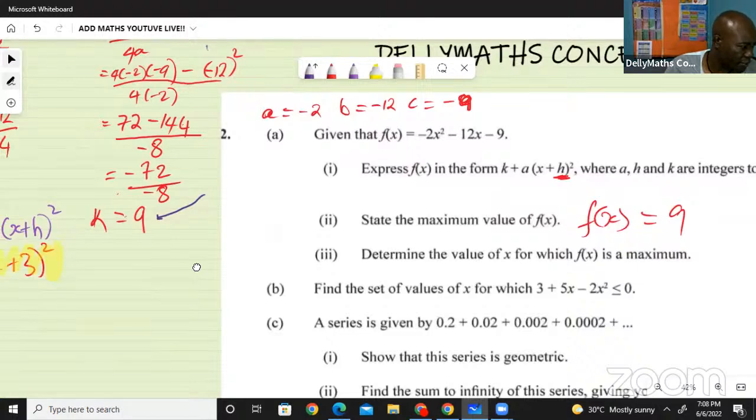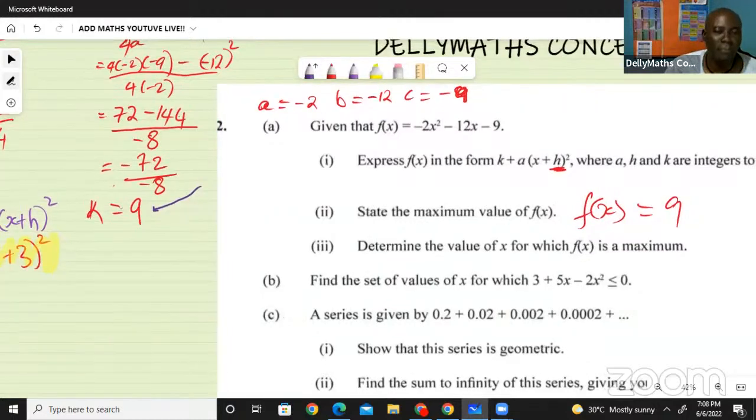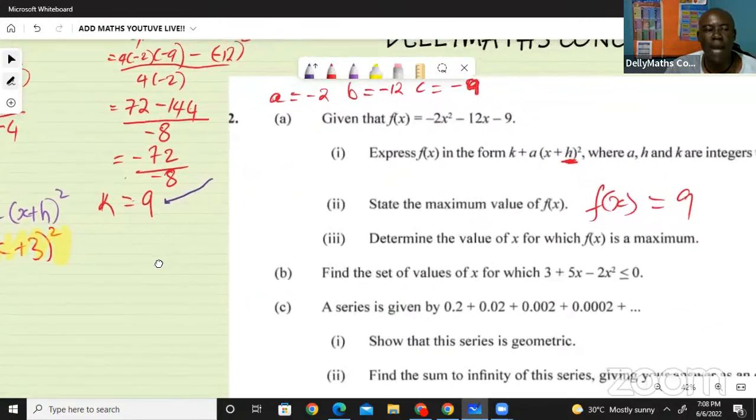Hold on, guys. I'm looking at some comments. Make sure we have some comments there. All right, good. They said determine the value of x for which f of x is maximum. This is a 1 mark question again. Determine the value of x for which f of x is maximum.